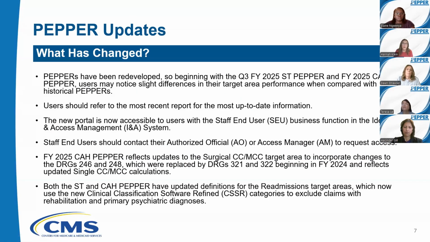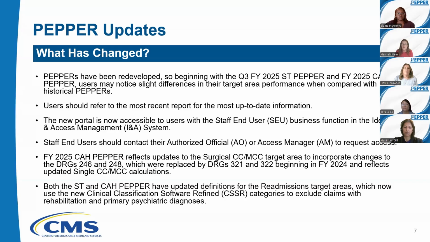So some quick PEPPER updates. CMS paused the program back in 2023 and has since redeveloped the reports, launching a new PEPPER portal to ensure the secure delivery of the reports. For the most up-to-date metrics for your organization, please refer to the most recent report available, as this version will reflect the most up-to-date claims information.